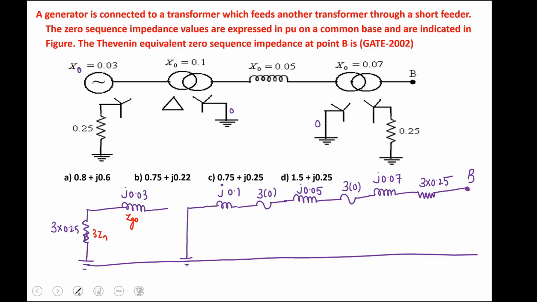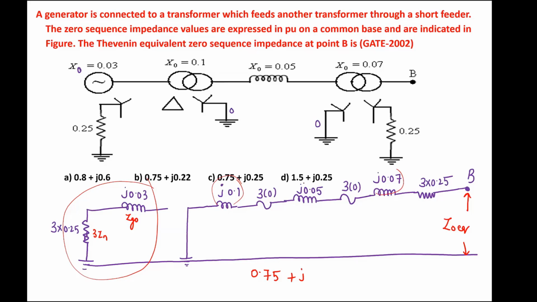Now he is asking, determine the Thevenin's impedance between point B and the reference. So this is Z0 equivalent. Here, since there is open circuit, we need not consider this portion. All are in series. Very simple. So what is the resistive portion? 3 into 0.25. That is 0.75 is the resistive portion. And what is the reactive portion? 0.1, 0.07, 0.05. So it will become J 0.22 per unit. So this is the Thevenin's zero sequence impedance between point B and the reference.